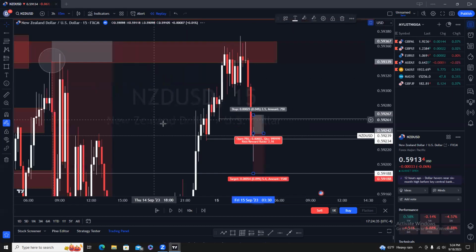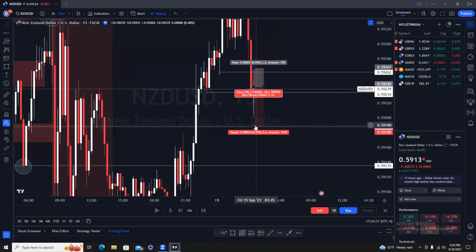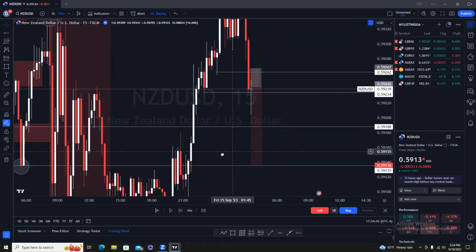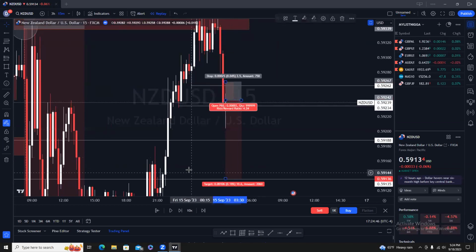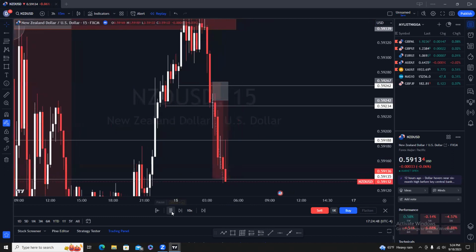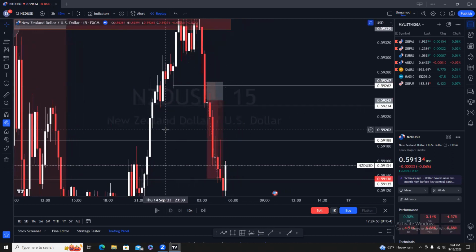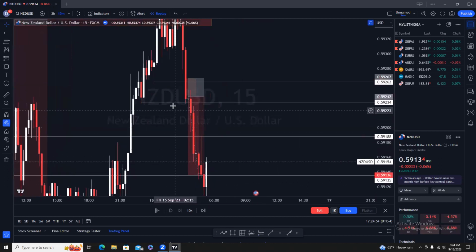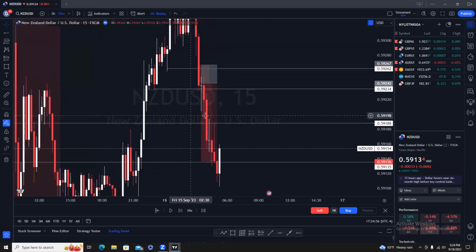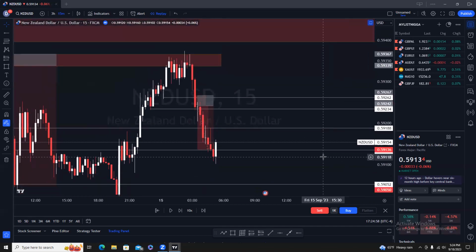Now I'm going back to the 15 and my TP is right here, or you can set your TP at the next level, just like that. All right. And then just like that, no drawdown, nothing. TPs is all smack. All right. So that's pretty much how that's gonna go.